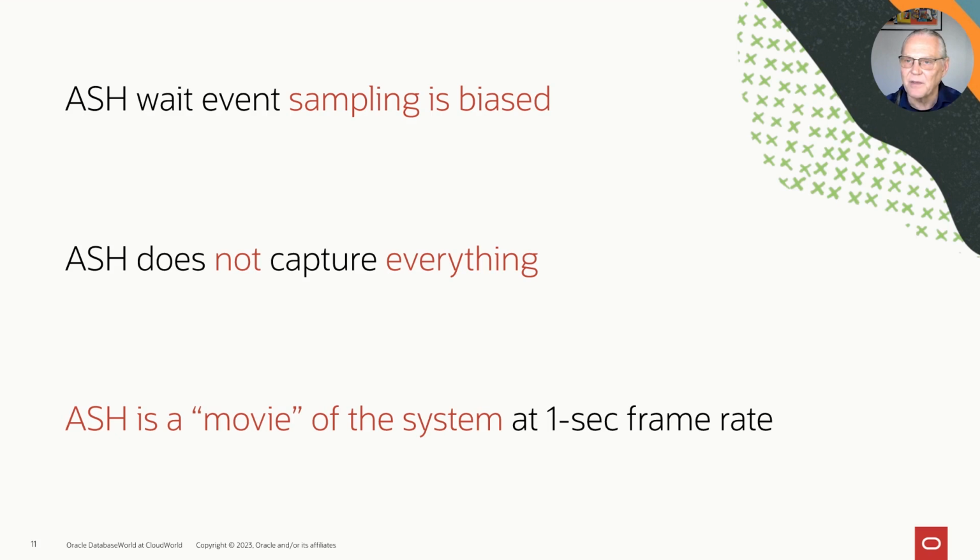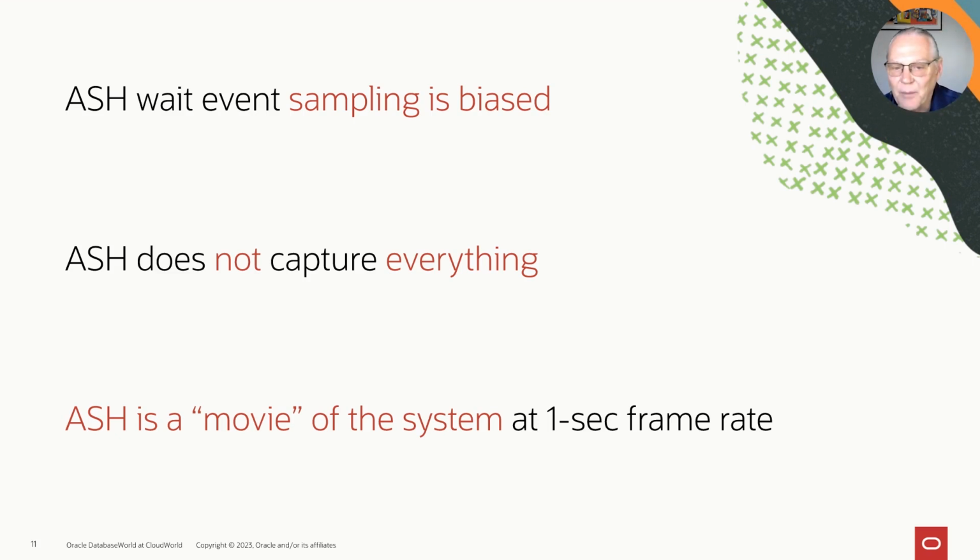Think of the database as a play in which there are 100 actors. But at any given time in the play, only certain actors are active on stage. If we took an actual photograph of the stage every second, sometimes we would see these actors, sometimes we would see those actors, but we would have a sequence of frames of the play. That's kind of what ASH is, where the play is database activity.